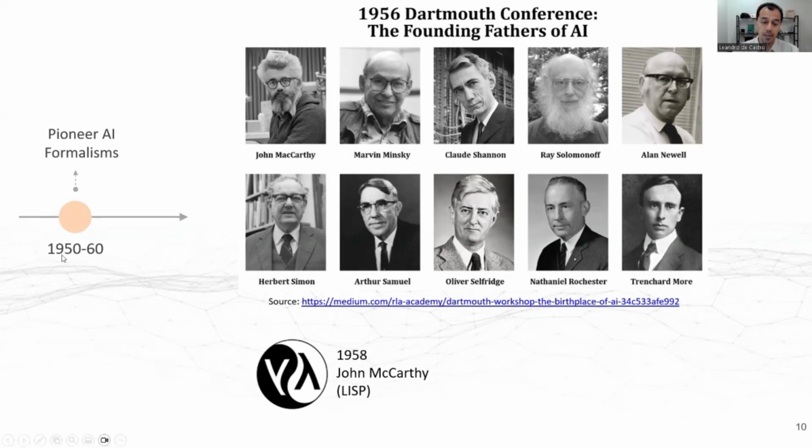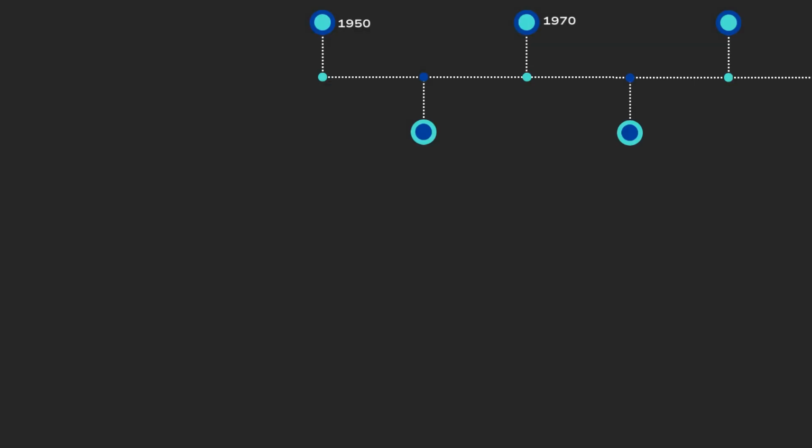And also, in the same decade, we had the proposal of a programming language called Lisp, which stands for List Processing, which was very convenient for the development of artificial intelligence solutions.